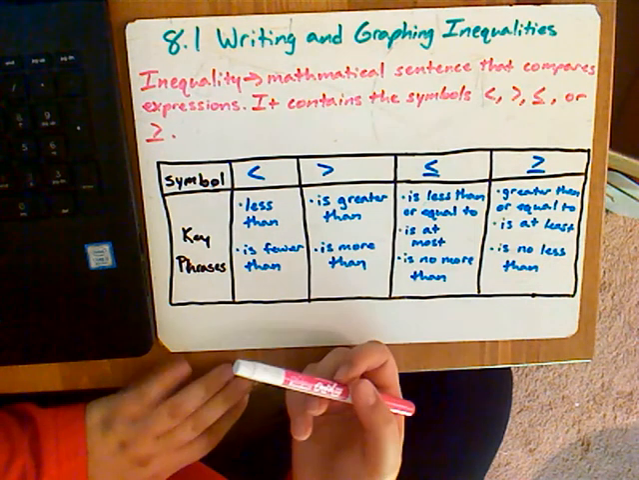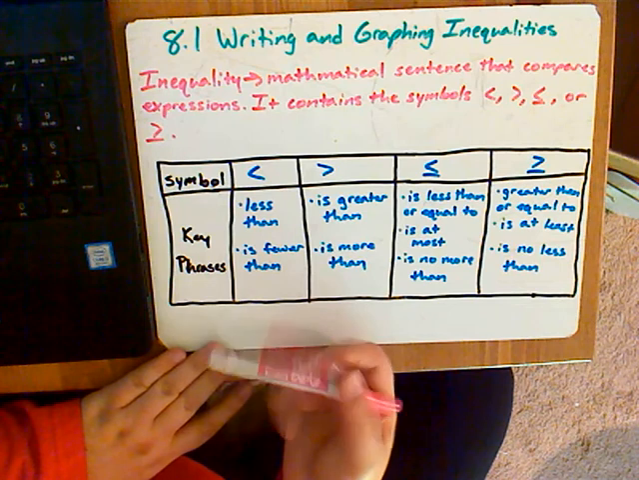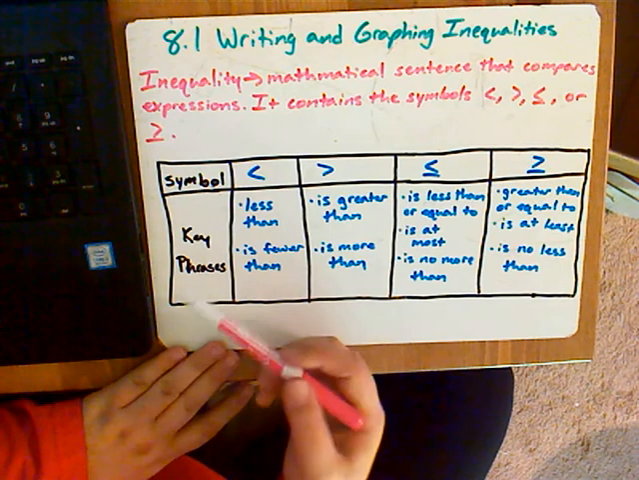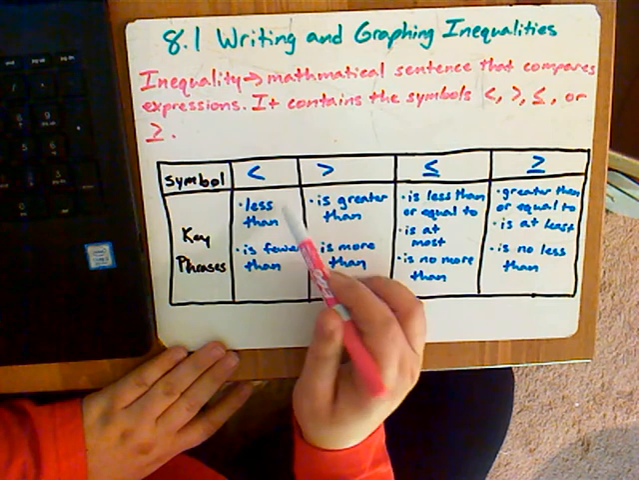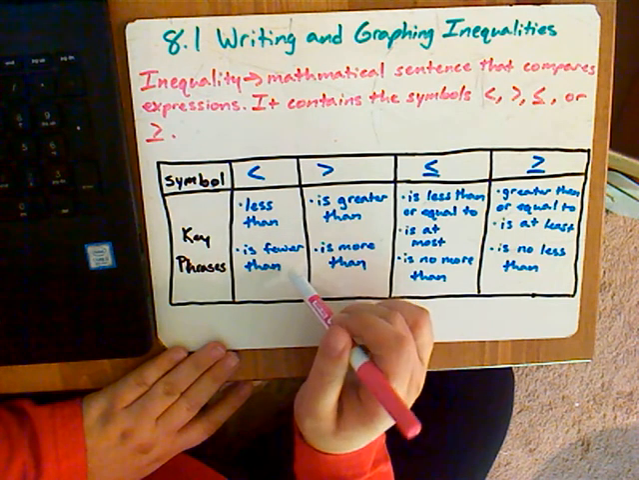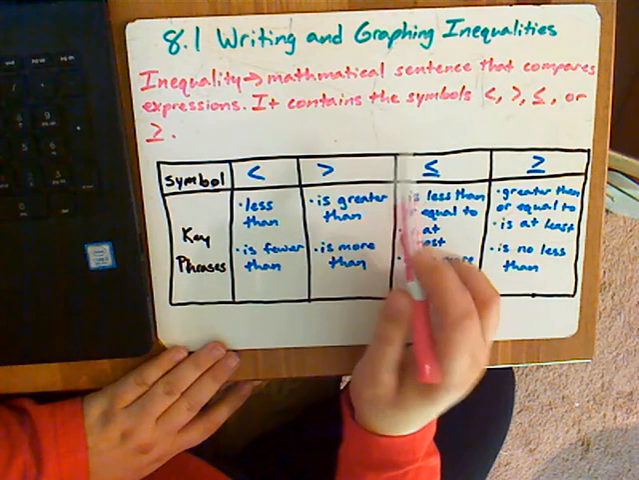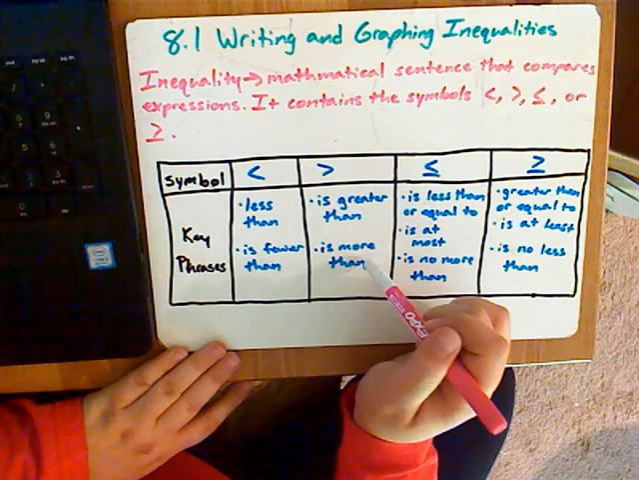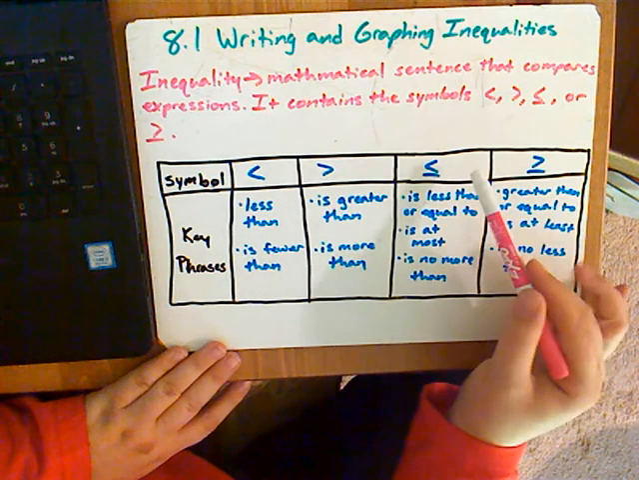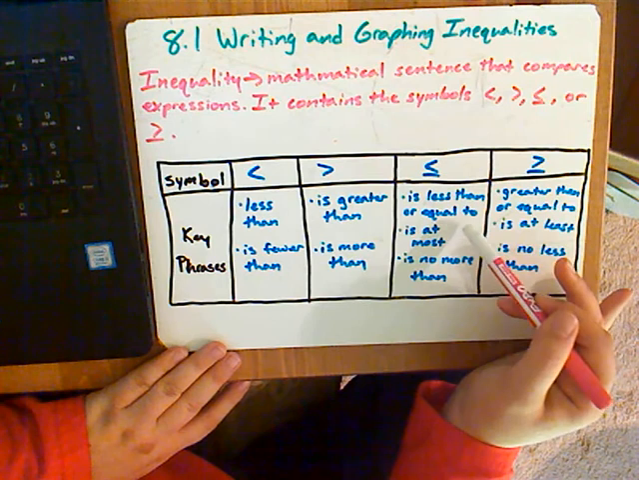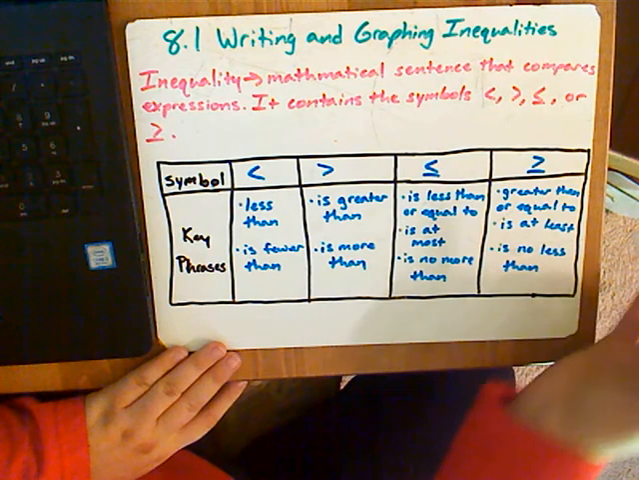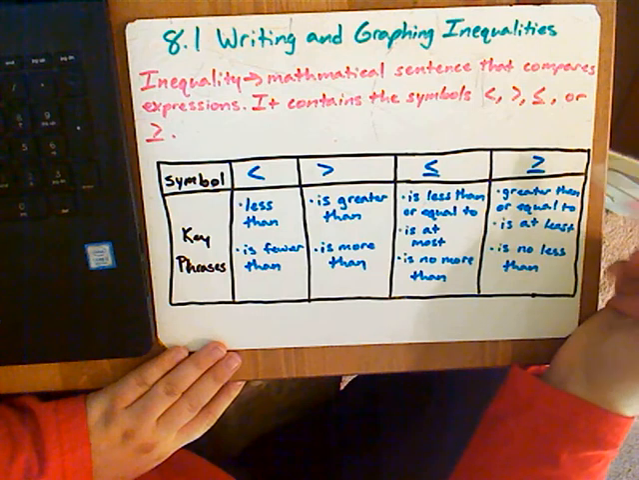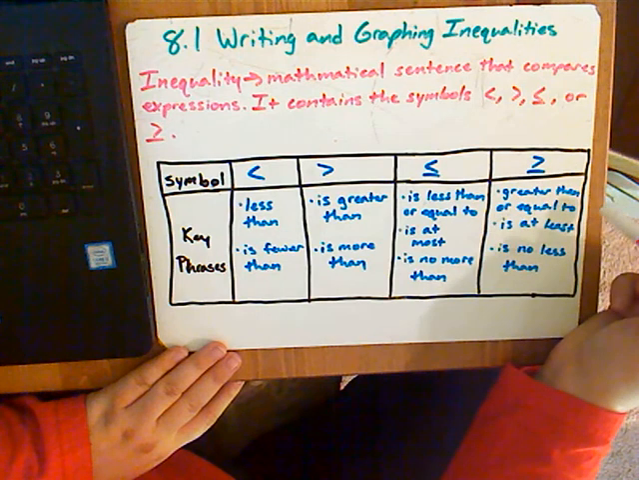So the key phrases that you're going to look for when figuring out which one you're going to use are here in this chart. So for less than, you're going to look for is less than, is fewer than. For the greater than symbol, you're looking for is greater than, is more than. For less than or equal to, you're going to look for is less than or equal to, is at most, is no more than. And then with is greater than or equal to, you're going to look for is greater than or equal to, is at least, is no more than.